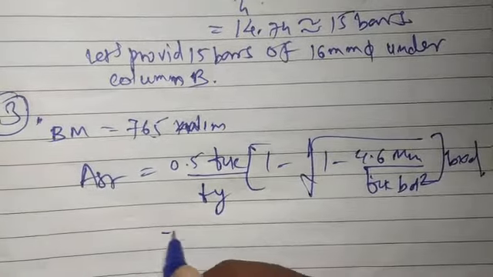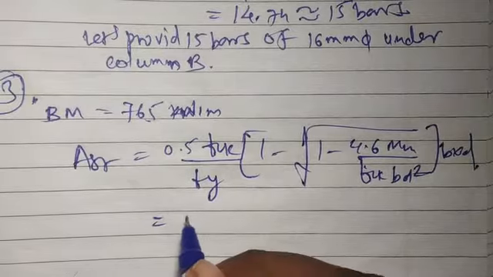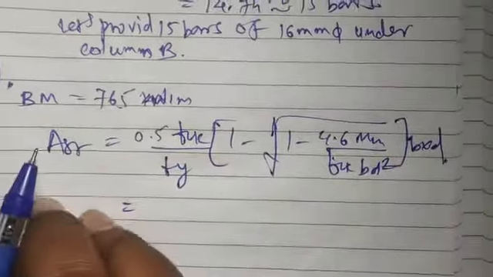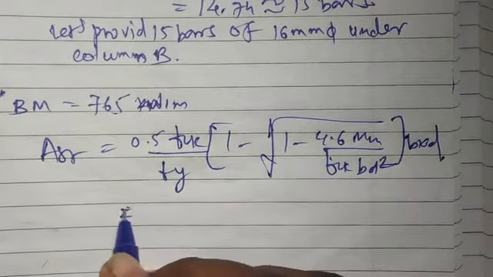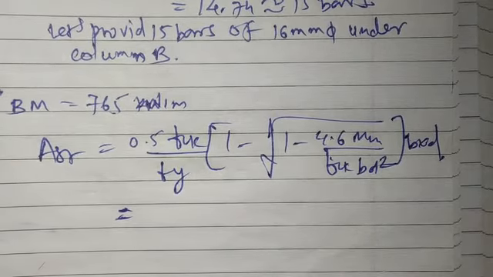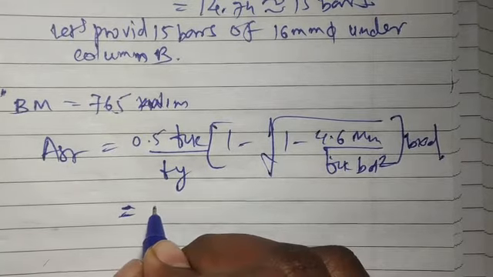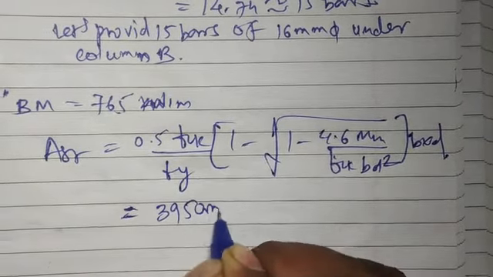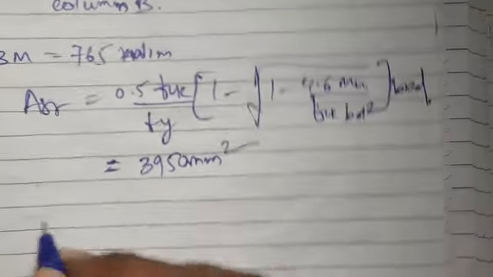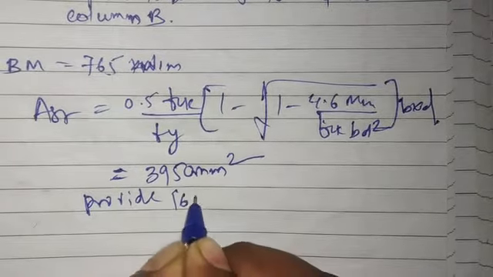If you calculate this, I will not substitute all the values here because I have solved sample calculations like this in the previous two area calculations. So I'll directly write the answer here. It will be 3950 mm square. So similarly we'll provide 16 mm 5 bars here also.